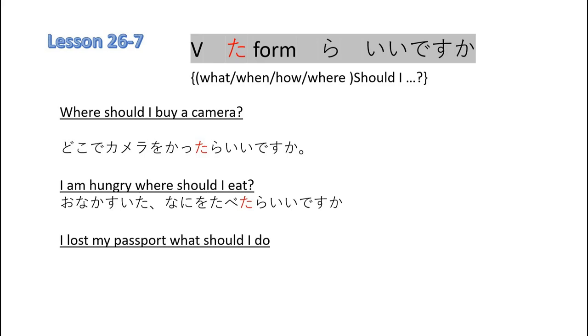I lost my passport. What should I do? Lost is なくしました. パスポートをなくしました. 何をしたらいいですか? パスポートをなくしました. Nani o shitara ii desu ka? So shimasu becomes shita and then ra ii desu ka? What should I do?